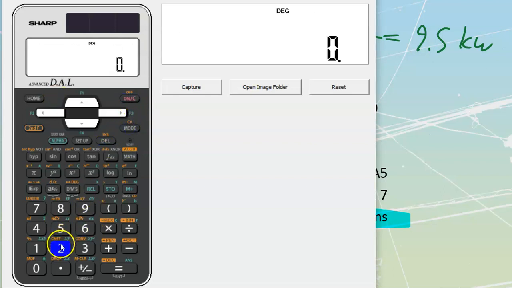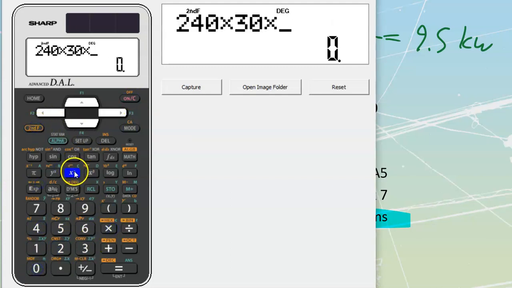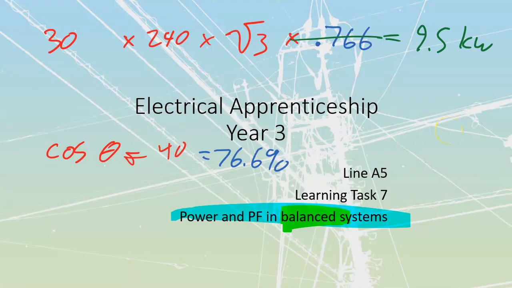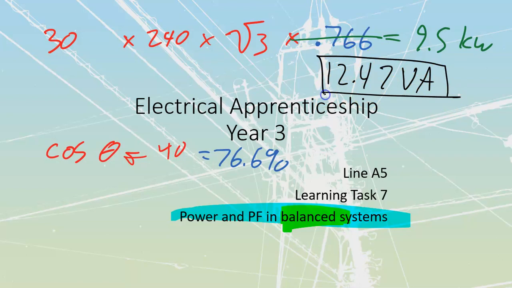Clear. We are going to do 240 times 30 times root 3, which is equal to 12,470.76. So 12.47 kilowatts would be our total VA, our 12.47 volt amperes of apparent power. And I have got 9.5 kilowatts.